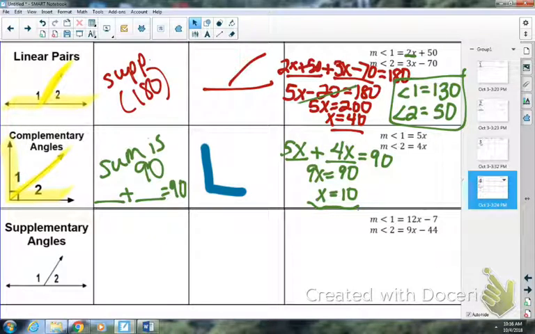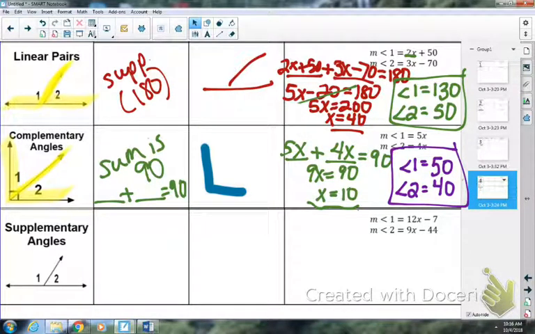If that wasn't my question, if I was asked to plug it back in to find my two angles, so for angle 1, what's 5 times 10? 50. That one's easier mental math, right? And the other one, 4 times 10? 40. And if I double check it, does 50 plus 40 give me 90? Yeah, so I'm doing it right.